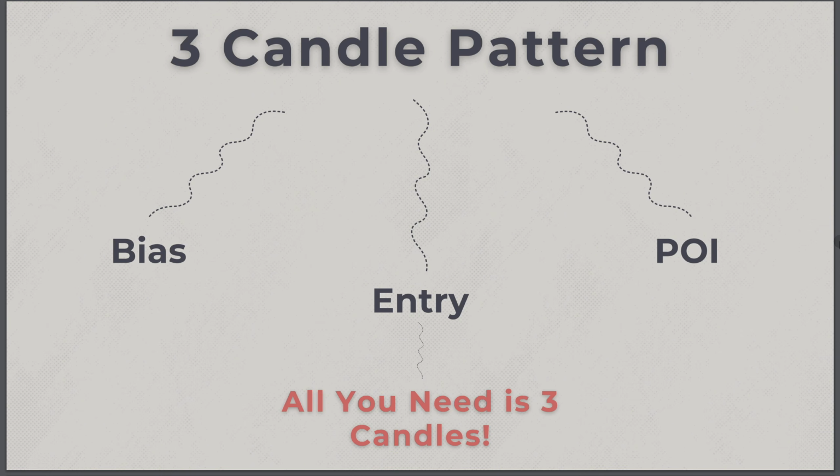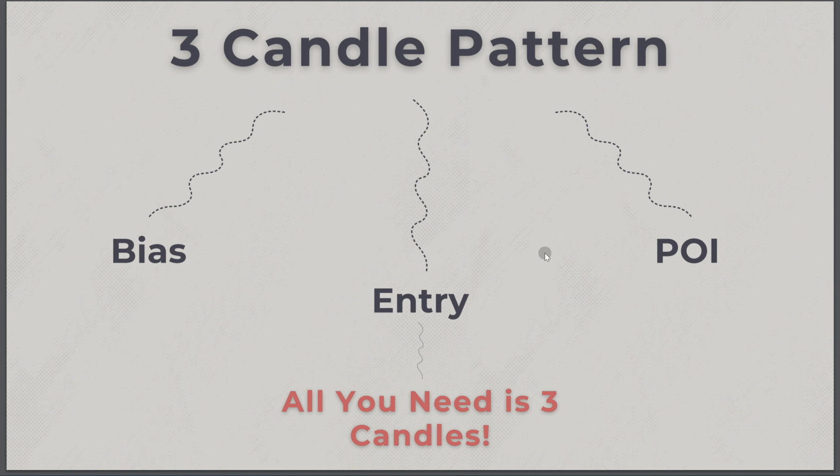Now you could use this to find the bias. You could also use it to get an entry, right? Or you could also use it to find a point of interest. A point of interest is known as a zone where you could look for entries, so you could execute inside of that zone to find the highest probability entries.